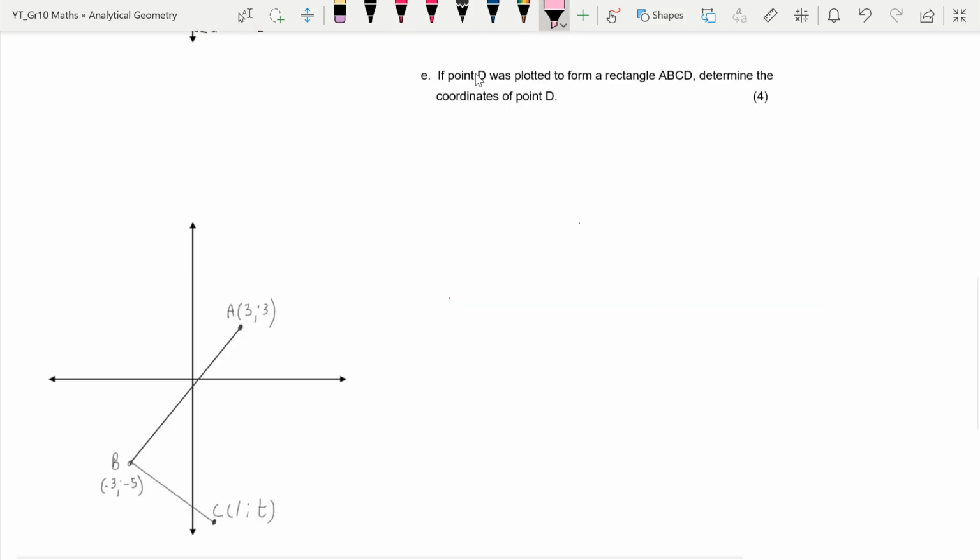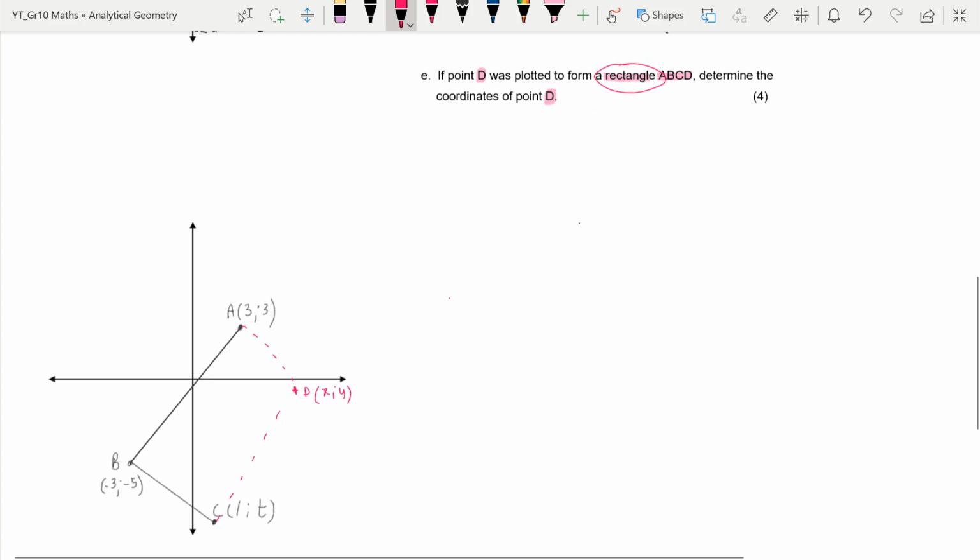Last question, question E. If point D, I don't see a D, was plotted onto, okay, so we're forming a rectangle and creating another point D. So we've got A, B, C, D. So if we kind of eyeball it, maybe D somewhere over there to form a nice rectangle there, something like that. Okay, determine the coordinates of D. So we are creating a new point D, and we don't have the X coordinate or the Y coordinate. So there's 2 missing variables. Okay. The word rectangle is key.